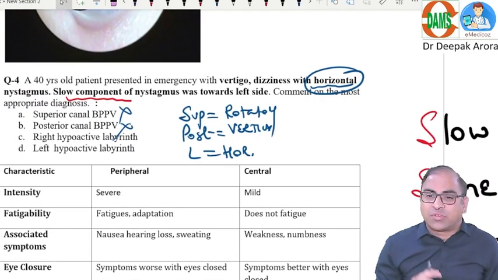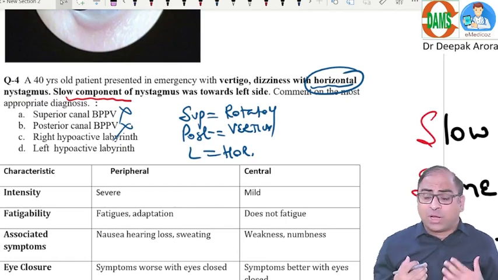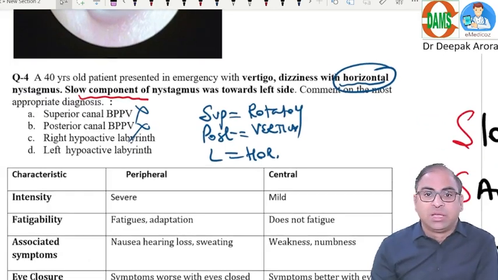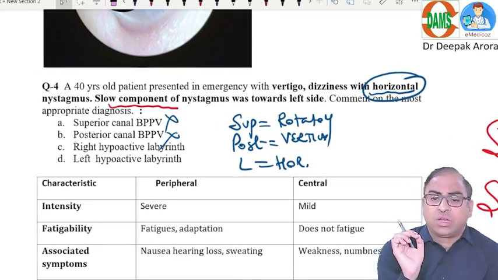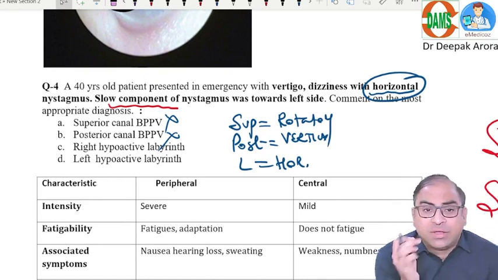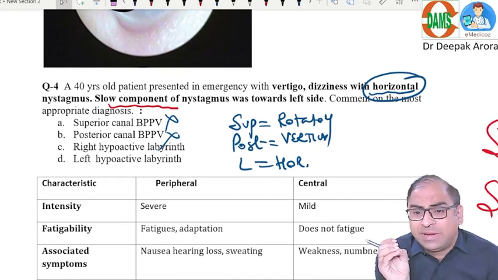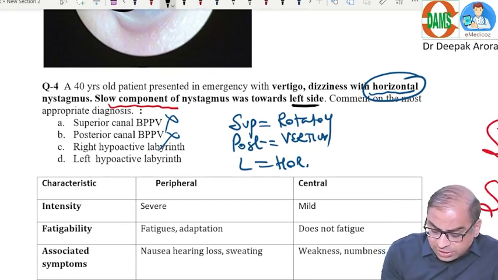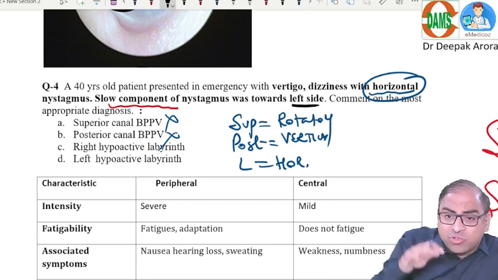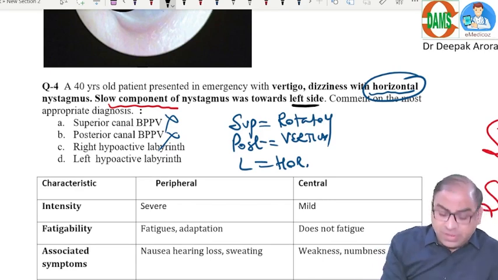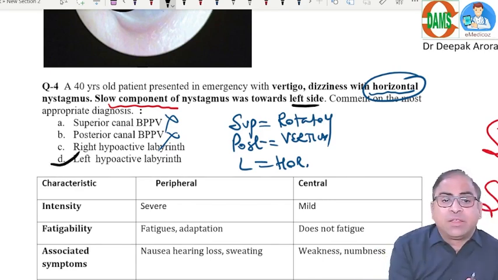Slow functioning means hyper or hypo? Sir, hypo. I hope you are getting my mnemonic. What is the golden rule you have to memorize? The slow component of nystagmus is to the same side of a hypoactive labyrinth. So now here it is on the left side. So in hypoactive, that is the slow functioning labyrinth, it is on the same side. So left means left is hypoactive.